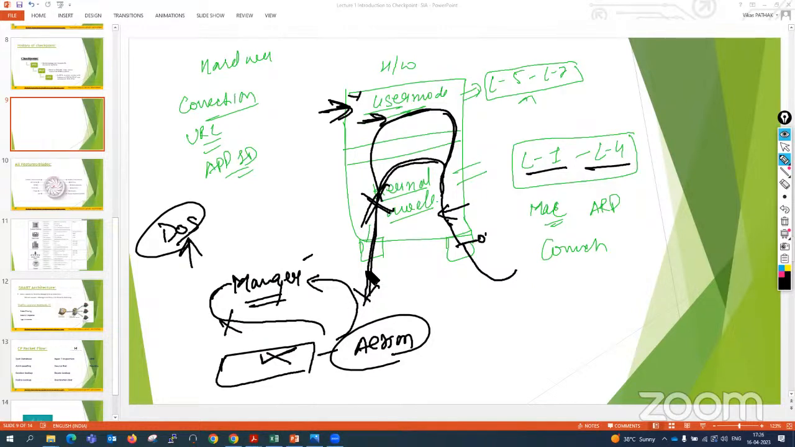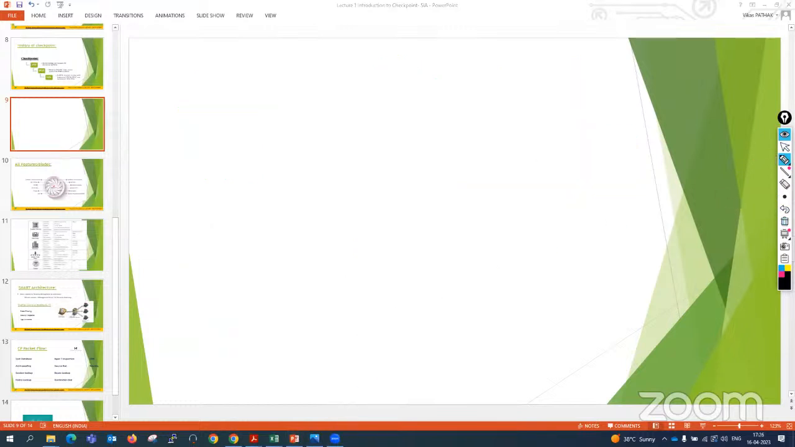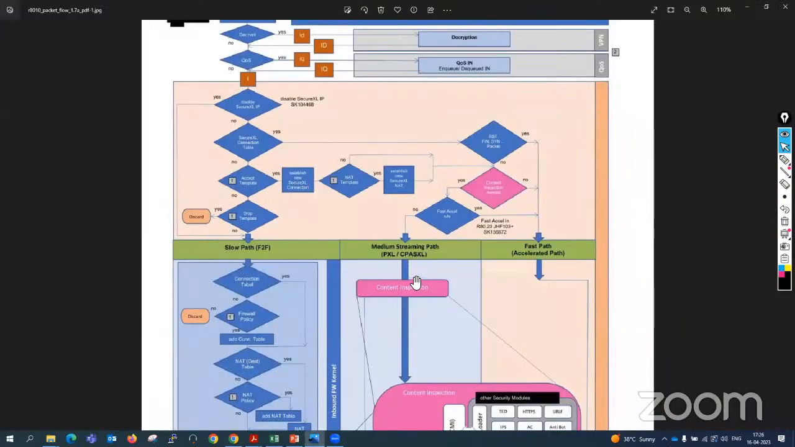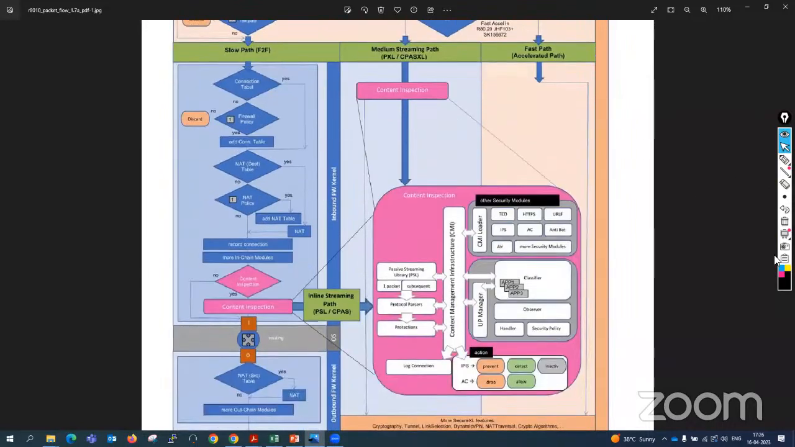Okay. So that's the basic idea: this is how the Checkpoint firewall is designed in such a way that they do not need the zone concept. So I hope you are clear with this. Secure XL, user mode, and the kernel mode.